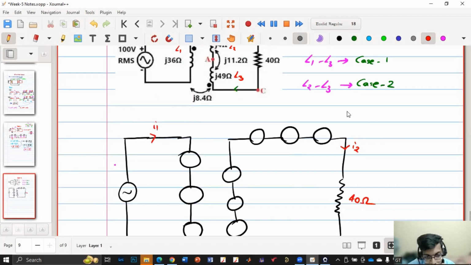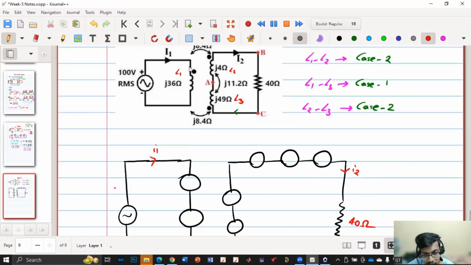Okay. So first of all, I'll start with this one. Current is entering, so this one will be plus, minus, right? Do you agree? Yes. So L1 di1 by dt. Or directly I'll write in the phasor, so there will not be any confusion. It will be j omega into L, and they have given the value, so it will be just J36 into I1 phasor.